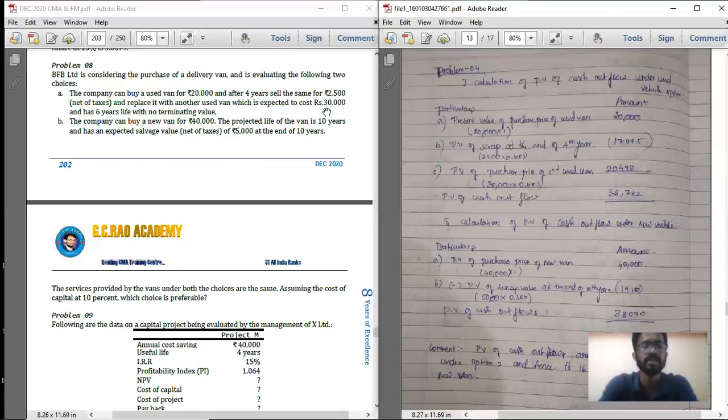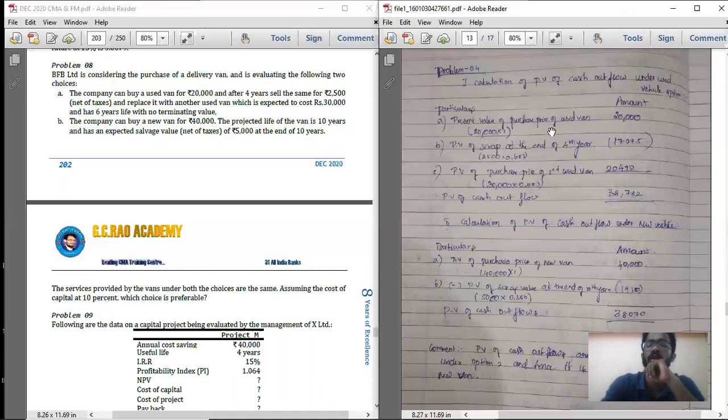So you are spending 30,000 at the end of 4th year. What is the present value for that? You should calculate 30,000 into 0.683. What are you getting? The present value of that cost which is going to be incurred for the second van is 20,490. So at the end of 4th year you are going to spend 30,000, and that 30,000's value today is 20,490. That is cost incurred, so that should be added. In the amount column, record 20,490.